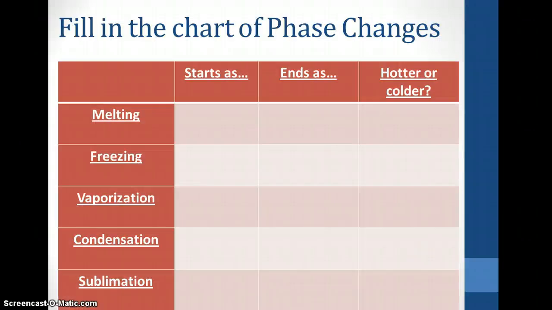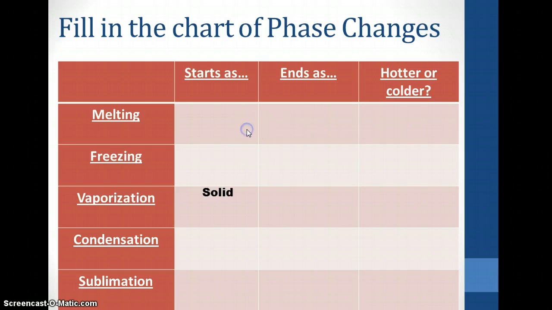Next, using your diagram from today and your notes, I'd like you to fill in this chart of phase changes. This column over here says starts as. The next column says ends as. And the last column says hotter or colder. I'd like you to go from each phase and identify what it starts at, what it ends at, and if that phase becomes hotter or colder during the change.